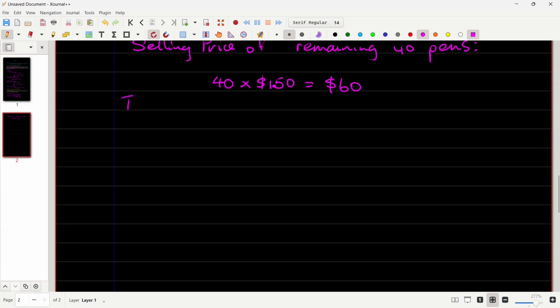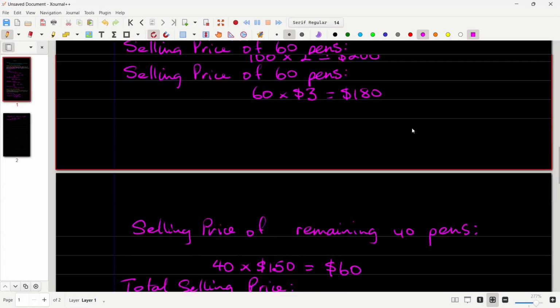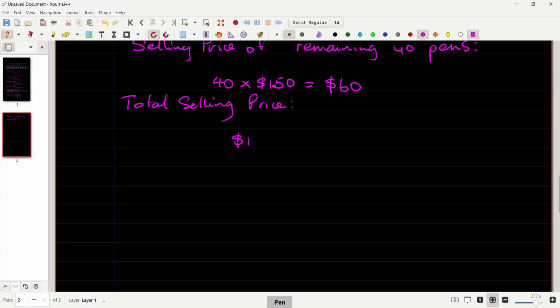The total selling price is the, was it 300? No, it was 180. Right. The total selling price is the total $180 plus the total of $60, which gives us a total of $240. All right, so now we have this total selling price, we can figure out our profit.